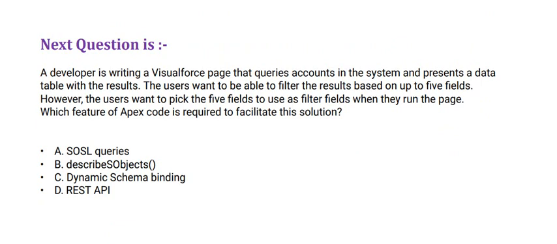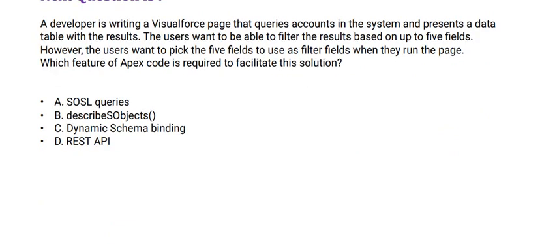Option A, SOSL queries. Option B, describe objects. Option C, dynamic schema binding. And option D, REST API.